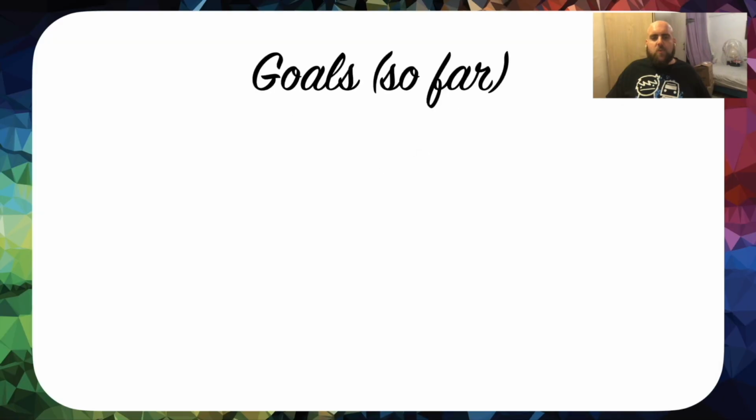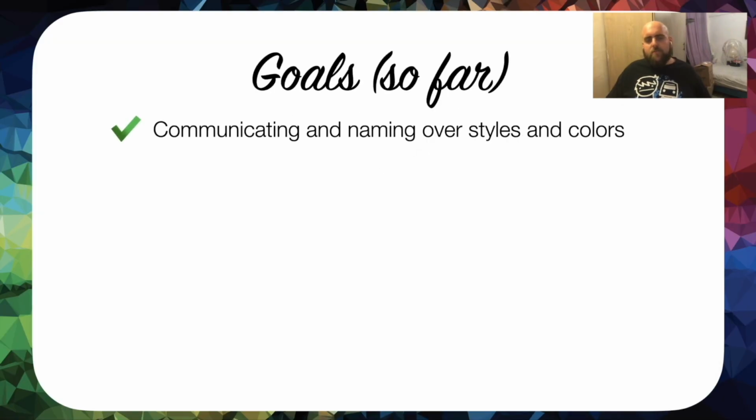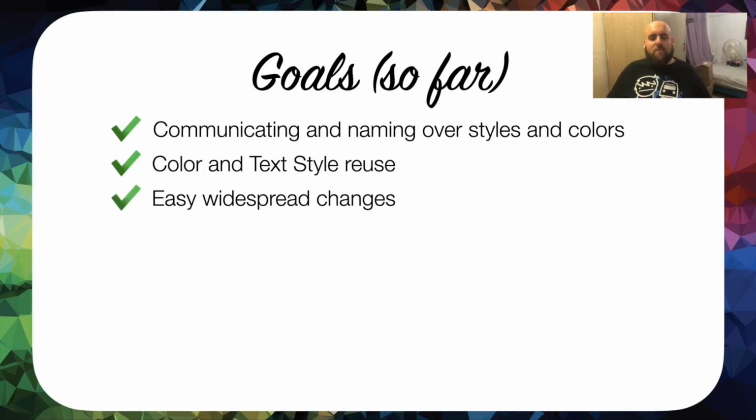So let's review the goals we had and where we are so far. We wanted to communicate the naming of styles and colors, and we achieved that. Everyone is talking in the same language right now. And we have the color and text style reuse because it's not a question anymore. It's named, so we won't miss that. We can easily make a widespread change, take the primary color and just change it to red, and boom, all of your app is red now.